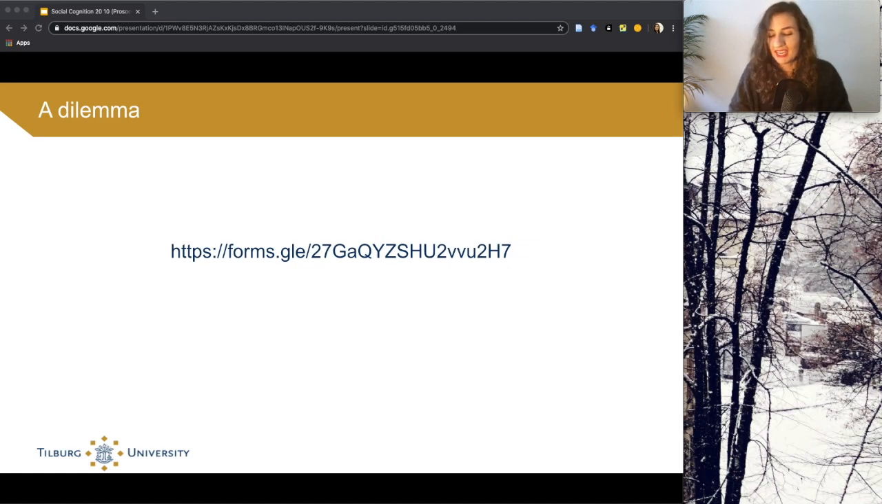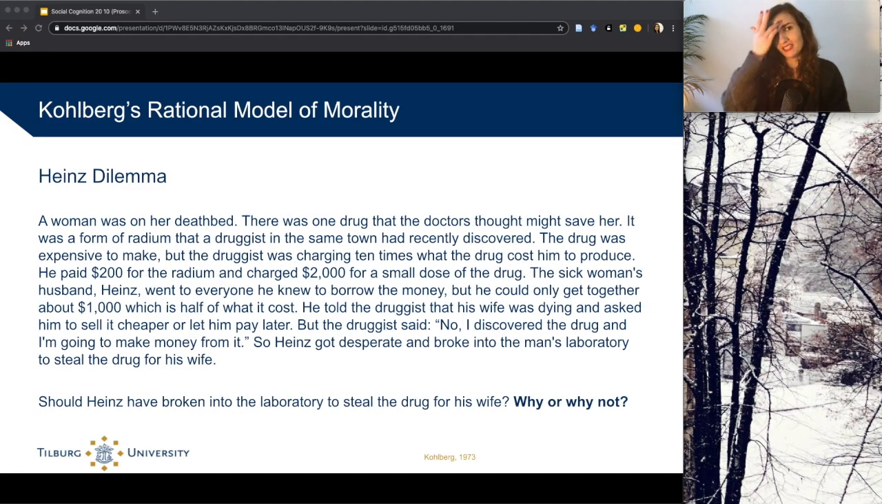Welcome back, and let's take a brief look at the dilemma that you just looked at. What you looked at was the so-called Heinz dilemma, and this is about a woman on her deathbed, and there's a potential drug that might help her, but it's sold at a really high price and her husband can't afford it. Now this person is debating whether they should go and just break into the laboratory of the person who created the drug, and whether they should steal it to make their wife better.